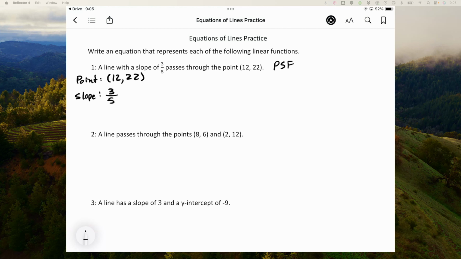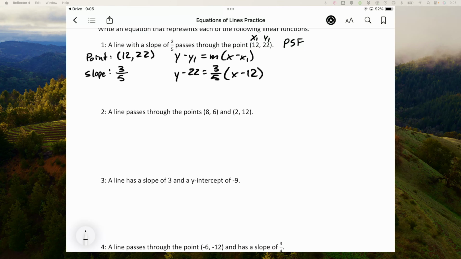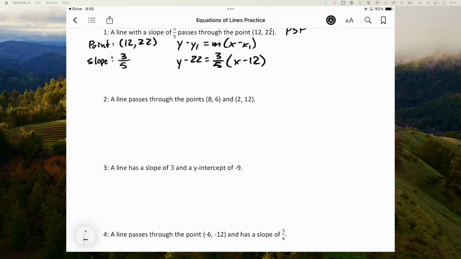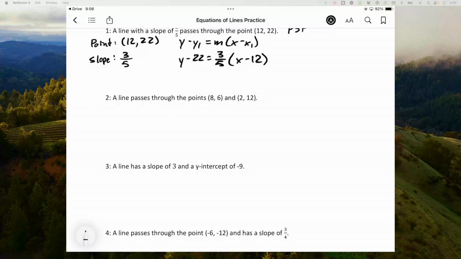So we already have the slope, so we can go right into point-slope form, which is y minus y1 is equal to m times x minus x1. And so labeling is super important, x1, y1 on our ordered pair there. So y minus 22 is equal to 3/5 times x minus 12. And that's it. That is an equation that represents that linear function. We'll talk more about how to convert that point-slope form equation into a slope-intercept form equation later.